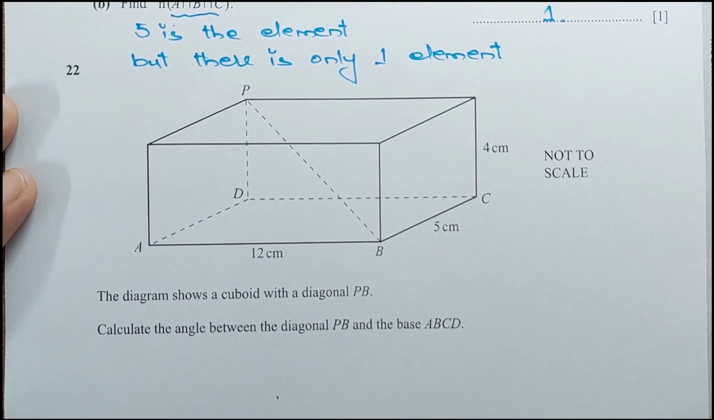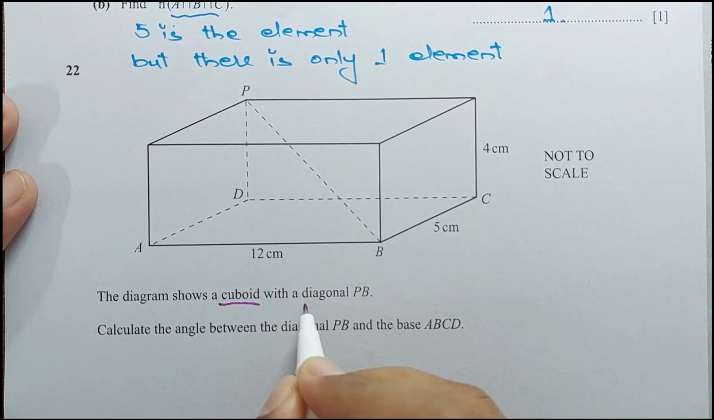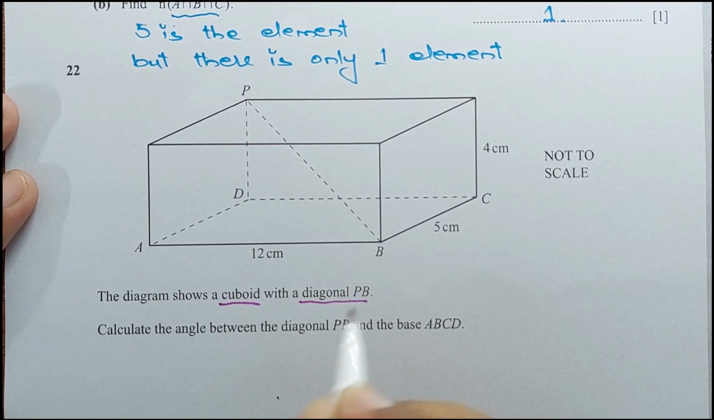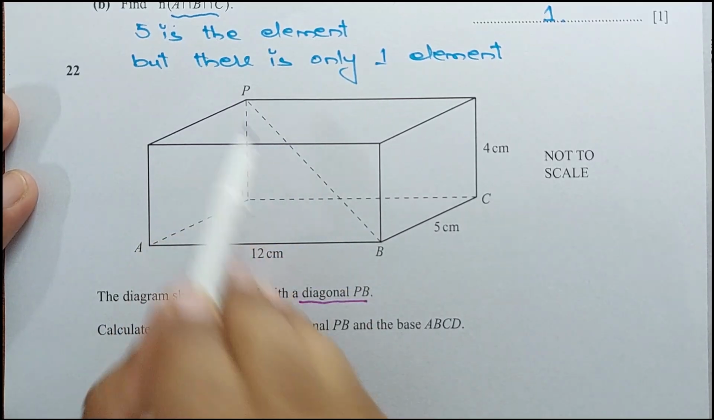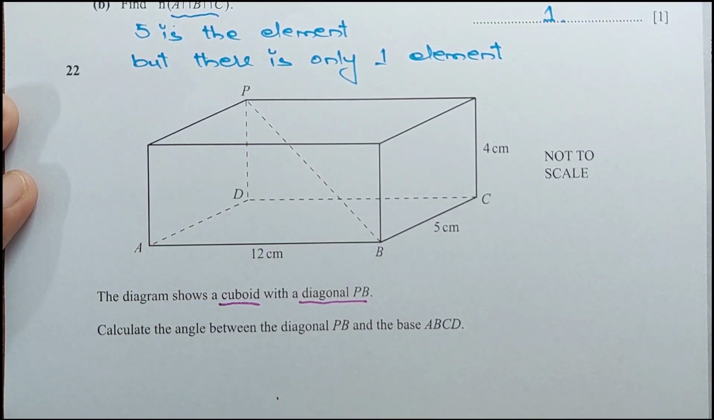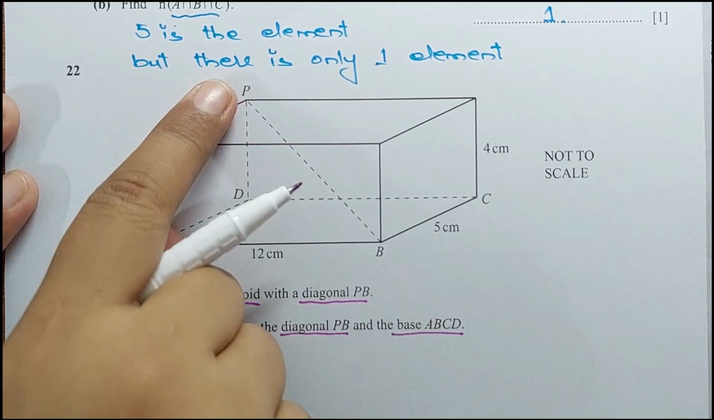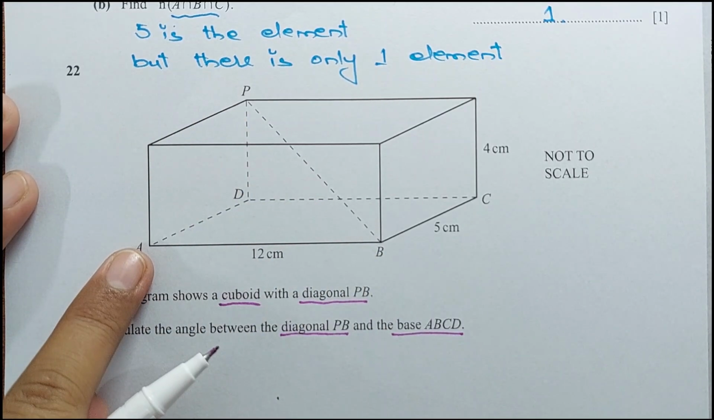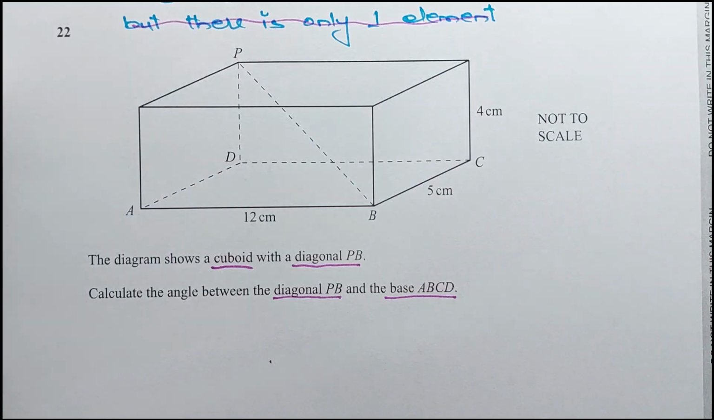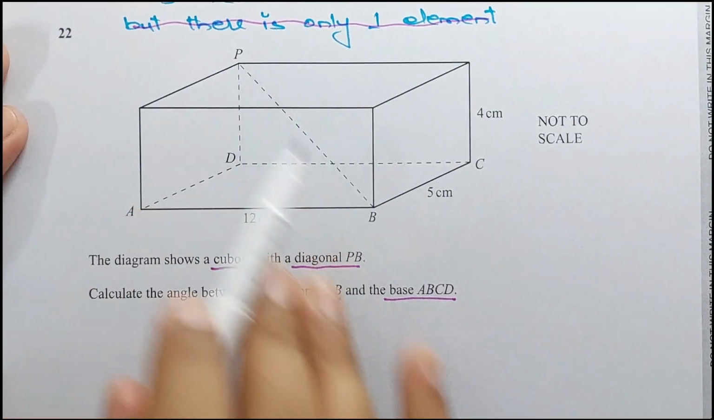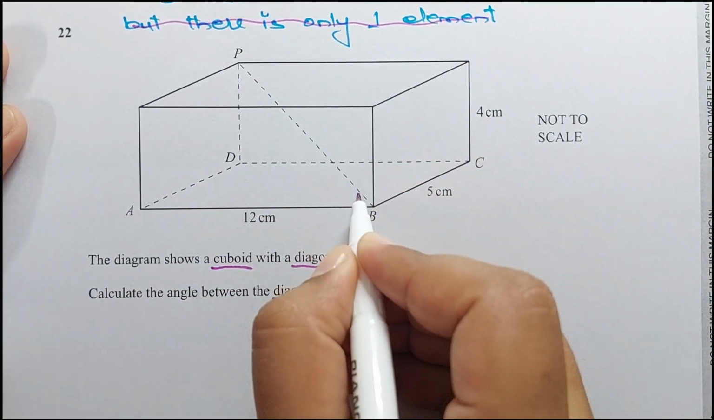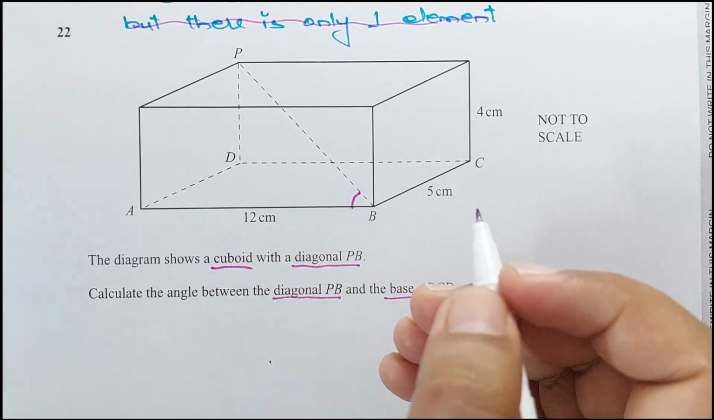Question number 22. The diagram shows a cuboid with a diagonal PB, P to B. This is a diagonal of the cuboid. Calculate the angle between the diagonal PB and the base ABCD. The diagonal with the base. So this angle we have to measure.